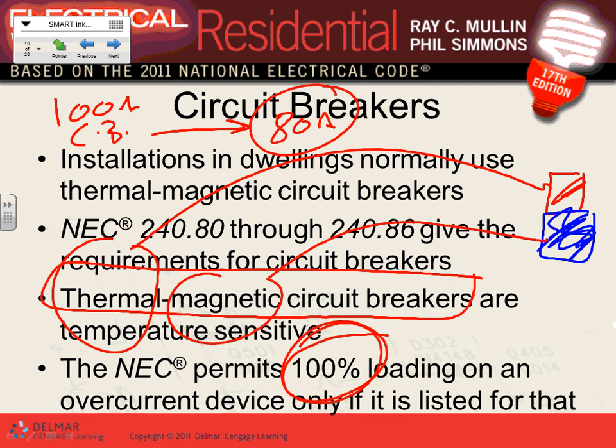Circuit breakers cannot operate at 100% of their rating unless they are called 100% rated. And Joe, my friend, 100% rated circuit breakers only start making sense when you hit 1,000 amps or higher. Again, you can get them up to 600 amps, but it starts making sense at 1,000 amps and maybe higher than 600 amps, because they're expensive. Okay, so we got that one.